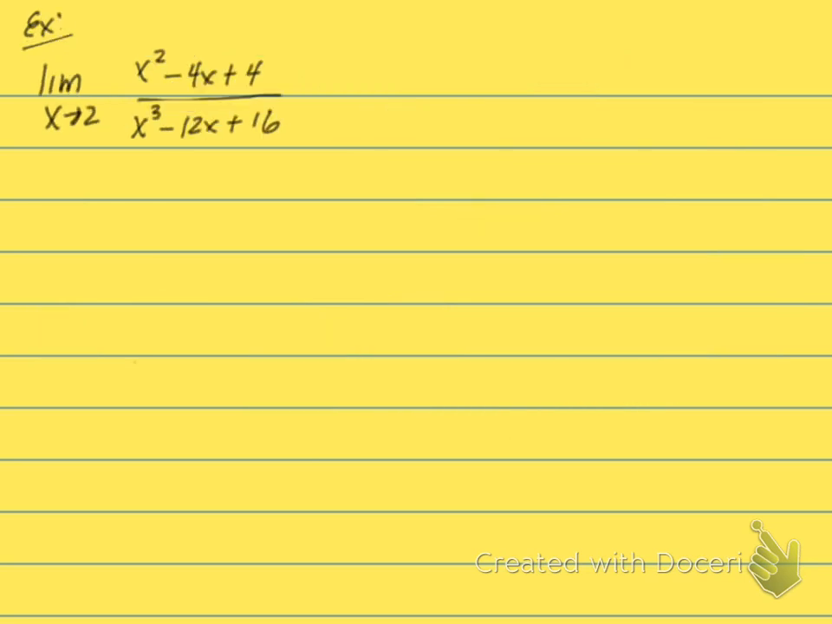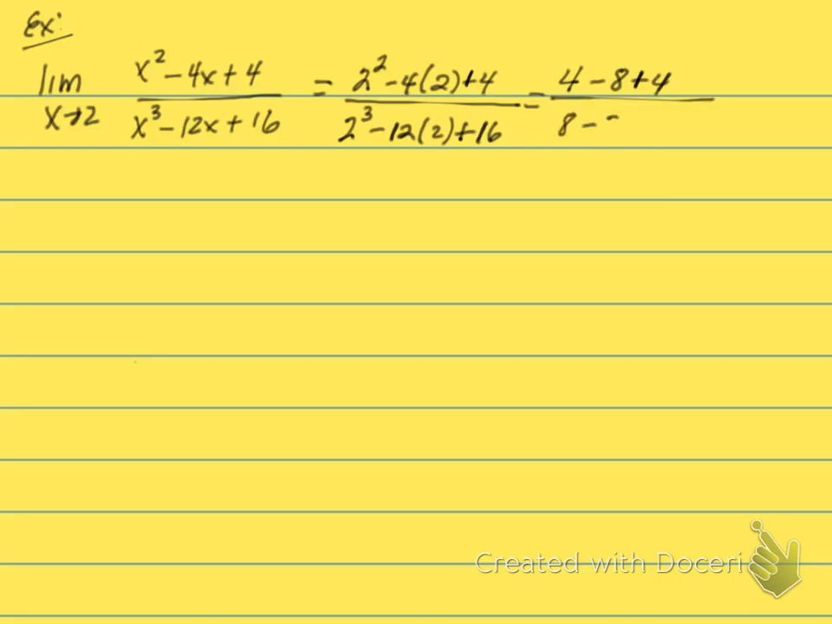All right, let's try another example. So we have the limit as x approaches 2 of x squared minus 4x plus 4 over x cubed minus 12x plus 16. So the first thing we need to do is direct substitution. So I have 2 squared minus 4 times 2 plus 4 over 2 cubed minus 12 times 2 plus 16. So I get 4 minus 8 plus 4 over 8 minus 24 plus 16. So I'm going to have 0 over 0, which is indeterminate form. So I can use L'Hopital's rule.